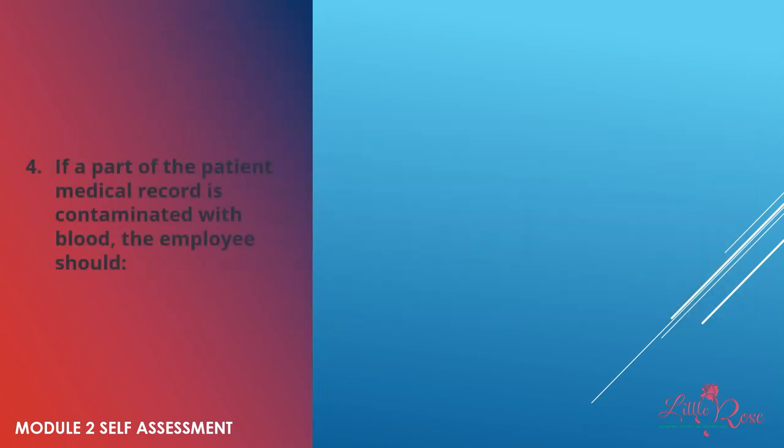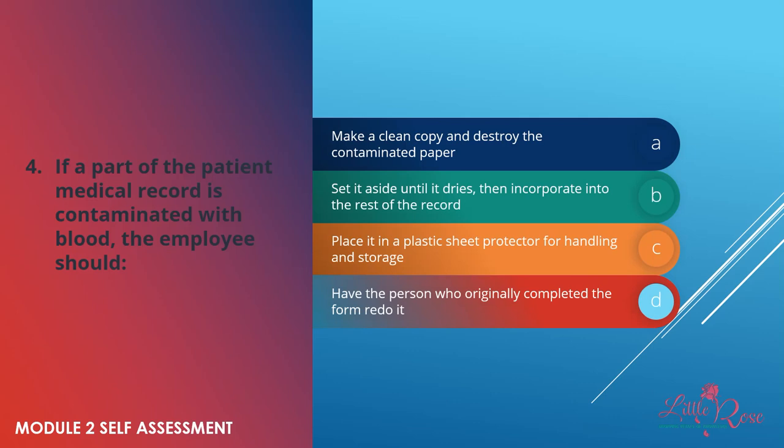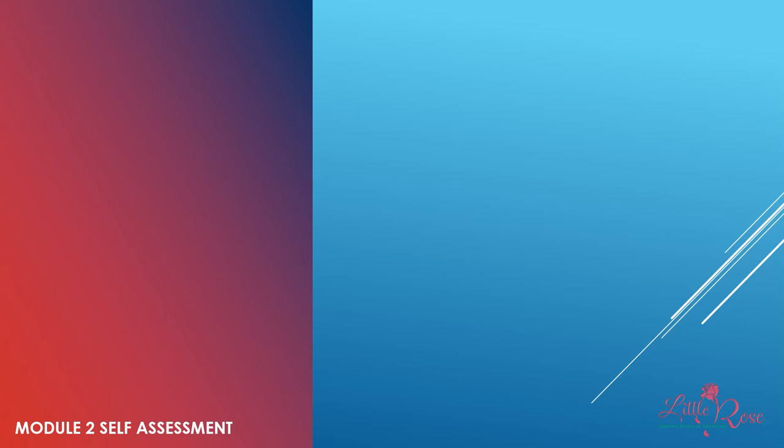Question number 4. If a part of the patient medical record is contaminated with blood, the employee should make a clean copy and destroy the contaminated paper, option A. Set it aside until it dries, then incorporate it into the rest of the record, option B. Place it in a plastic sheet protector for handling and storage, option C. Have the person who originally completed the form redo it, option D. Question number 5.